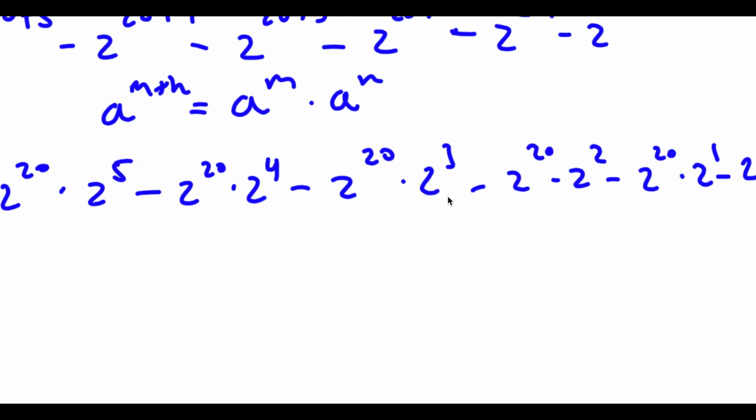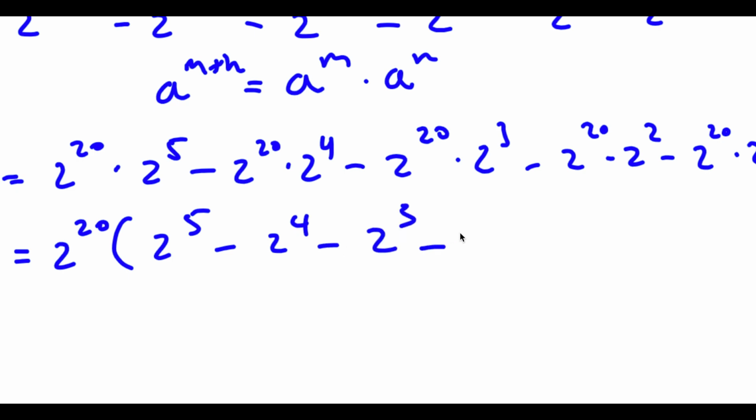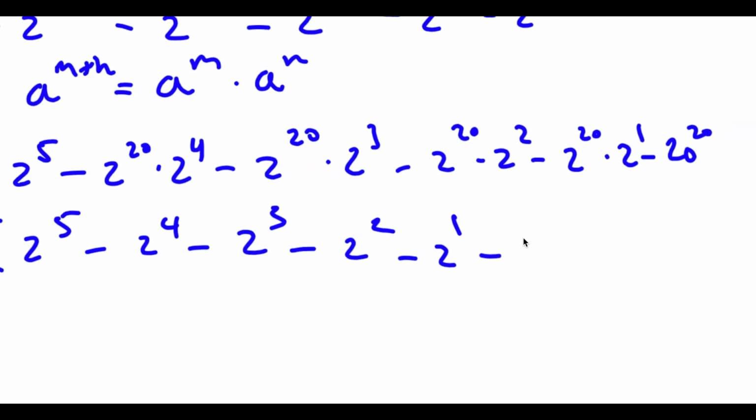Now, because all of these terms have 2 to the power of 20 in them, I can go ahead and factor that out. So now I have 2 to the power of 20 times 2 to the power of 5 minus 2 to the power of 4 minus 2 to the power of 3 minus 2 to the power of 2 minus 2 to the power of 1, and then minus 1.